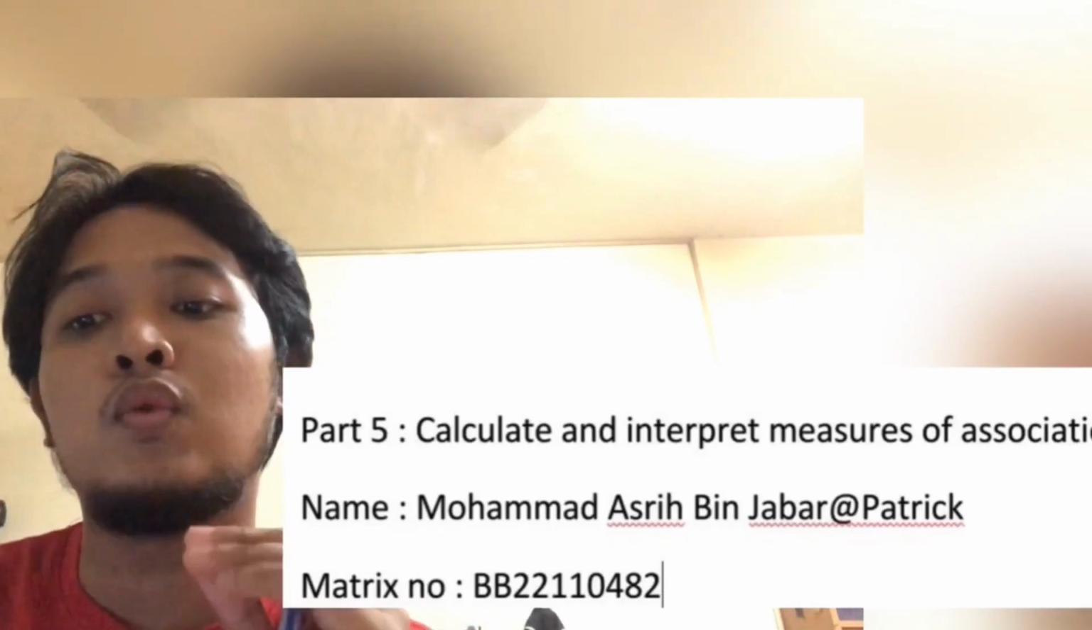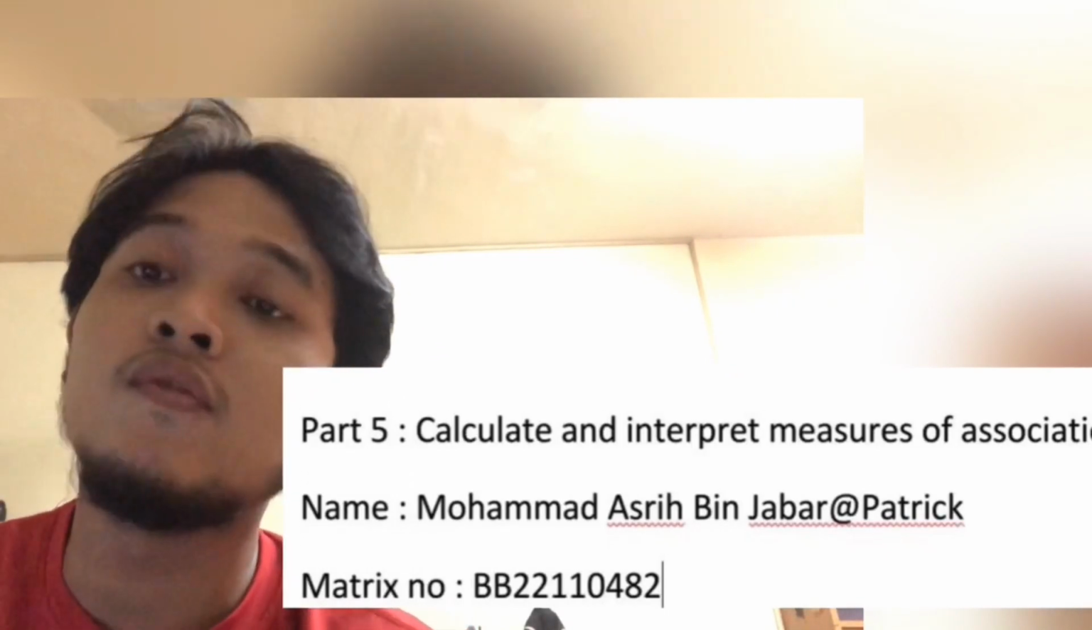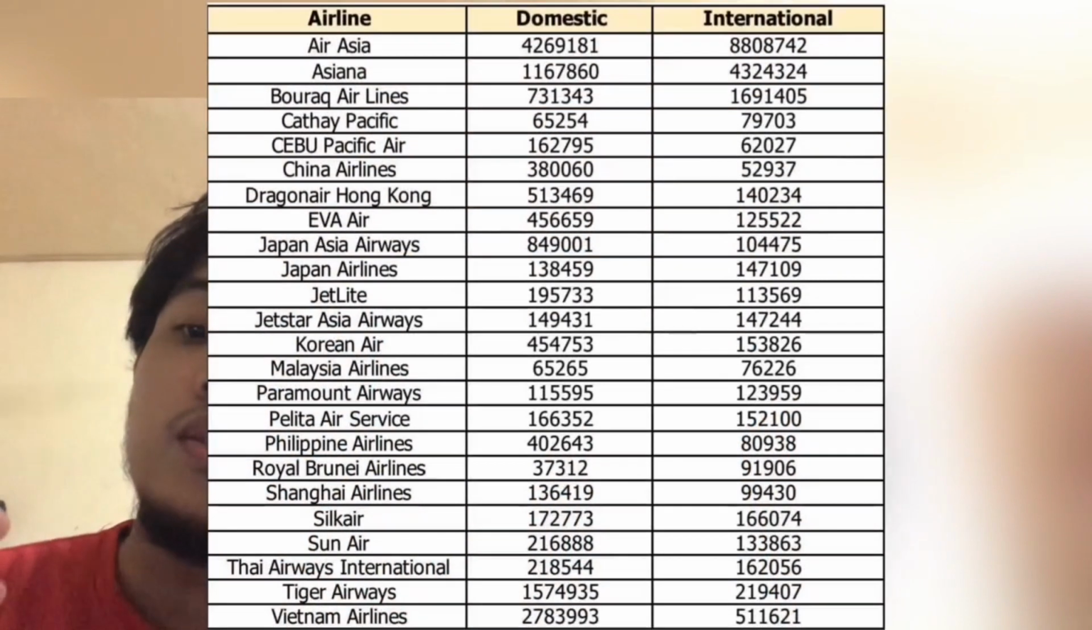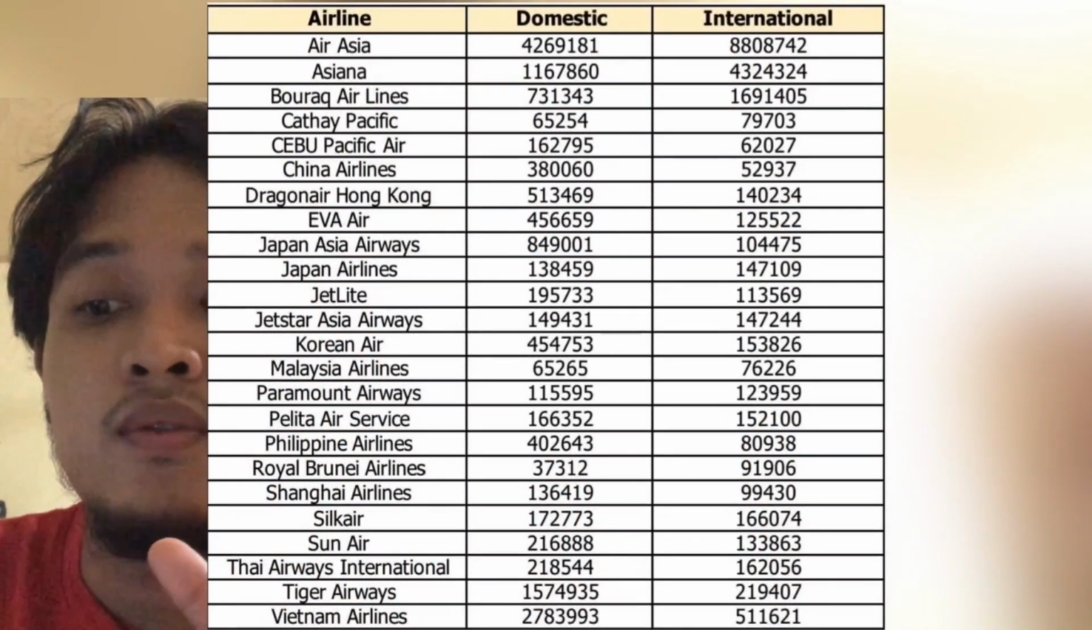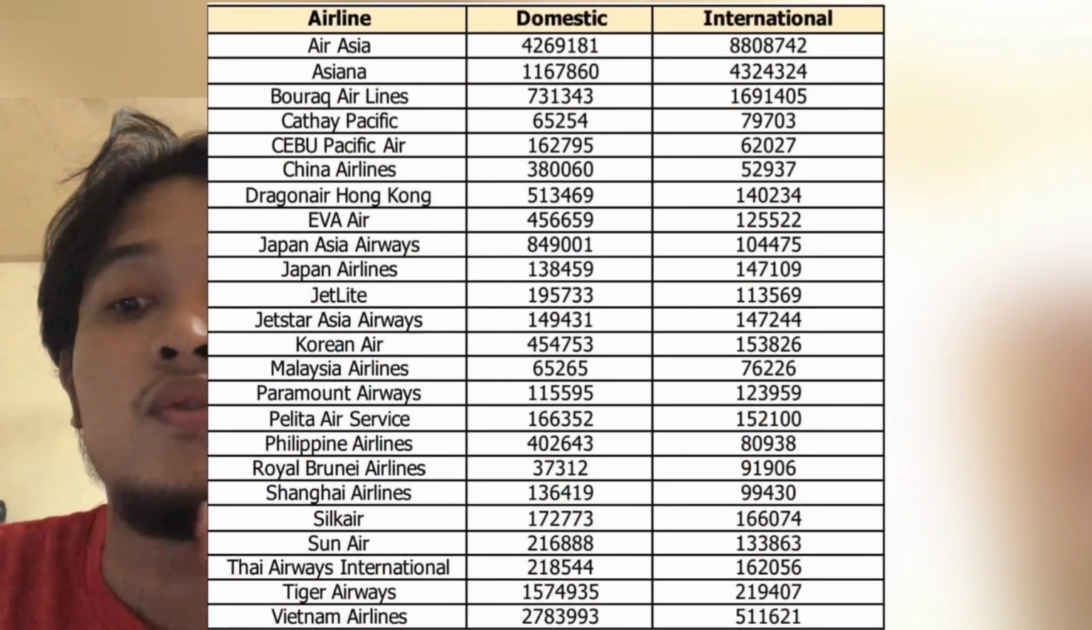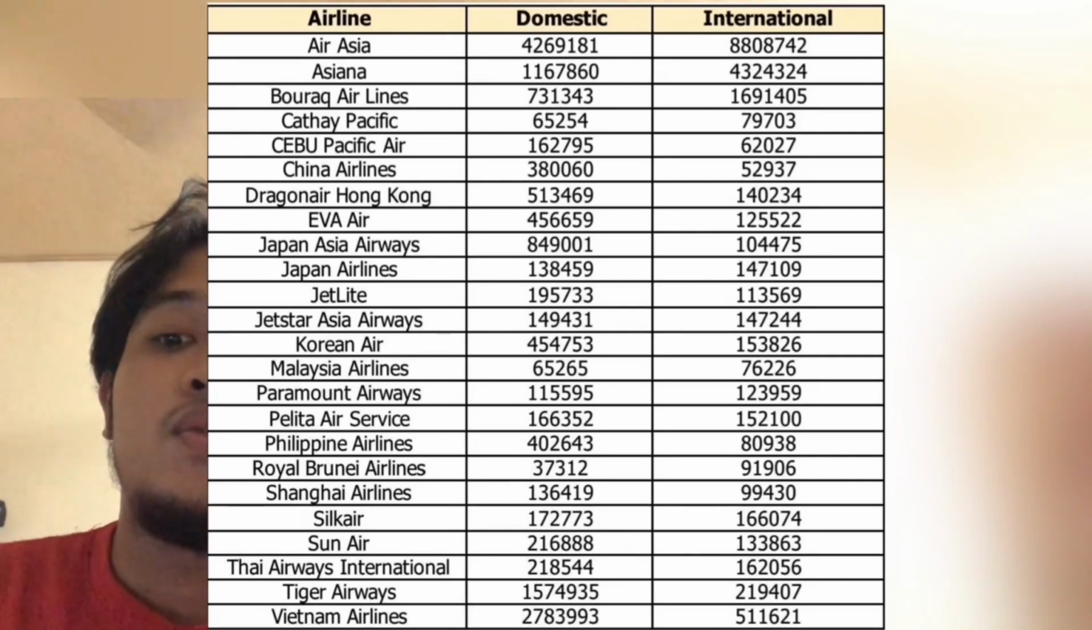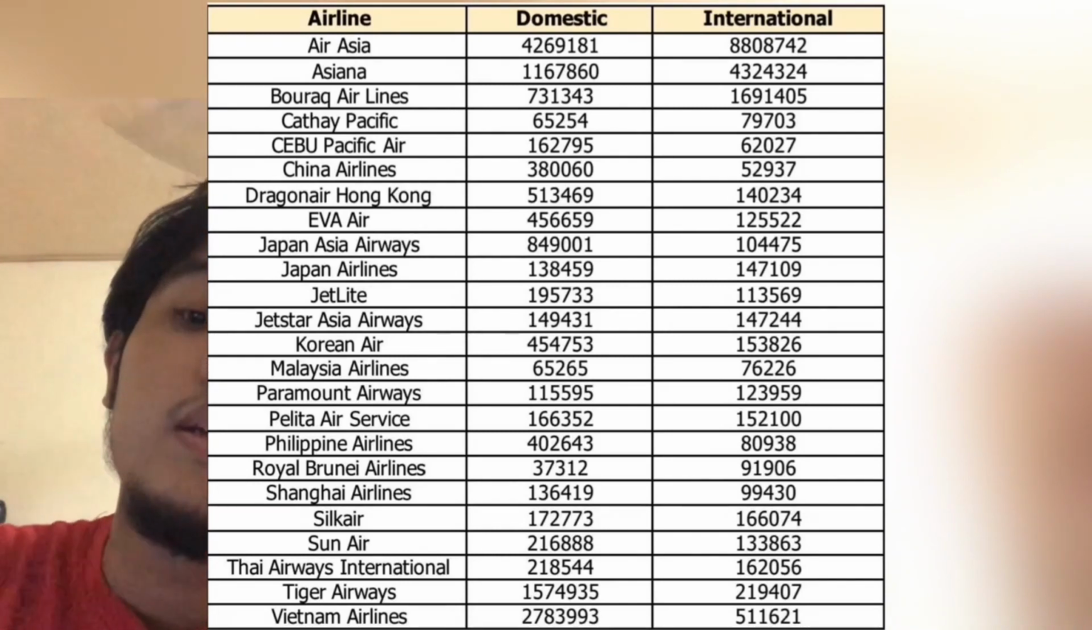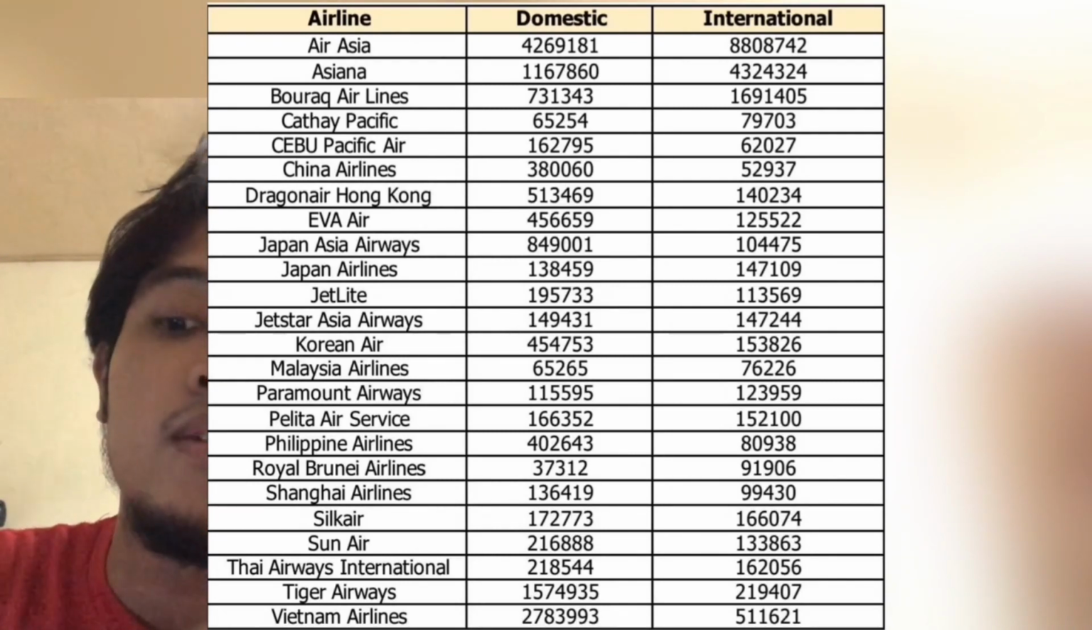So let's continue to part 5. For part 5, we will calculate and interpret the measure of association. First of all, from the data that has been given, you need to know that X equals domestic and Y equals international. After that, we need to find the mean for X and the mean for Y.